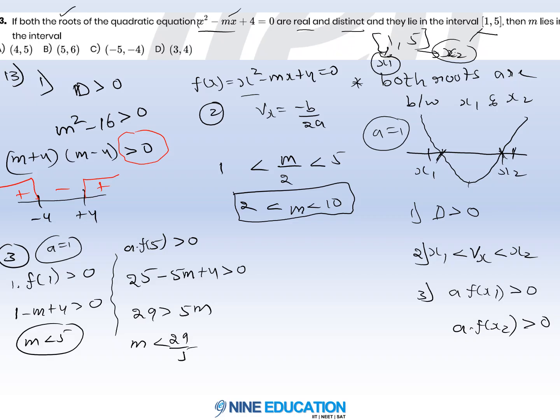So we have got three different conditions for m: first case, second case, and third case. m should satisfy all these conditions, right? Then only our quadratic equation will satisfy the given conditions from the question. So we need to take the intersection of the first case, second case, and third case, the intersection of all the m values. So let's plot a number line.